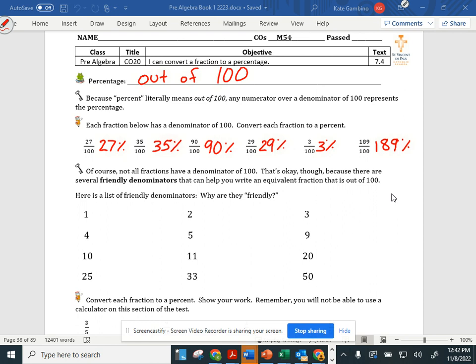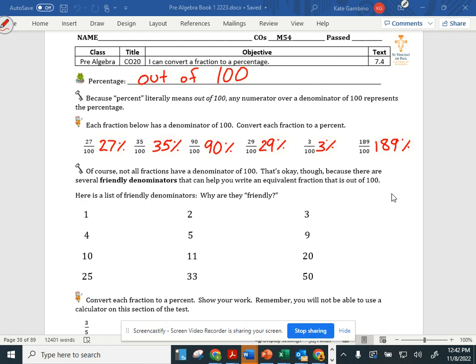But what if our denominator is not 100? Ooh, makes it a little more challenging. What do you think we need to do, Evan? Yeah, we're going to multiply or divide to get to that magic number of 100. And then we can take that new numerator, and that is our percentage. Aiden, what if you can't multiply or divide it in 400? That is a great question.